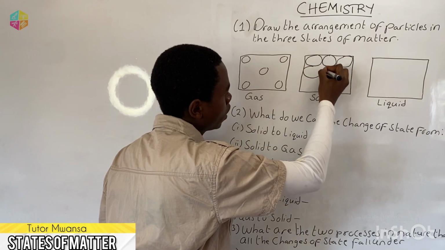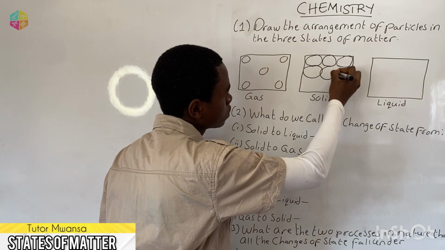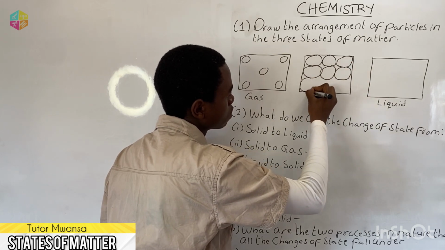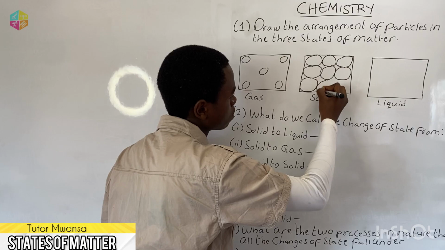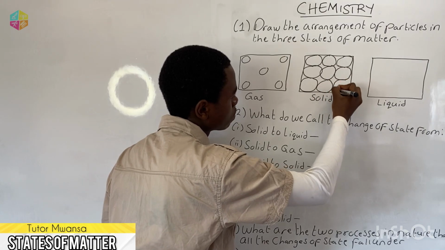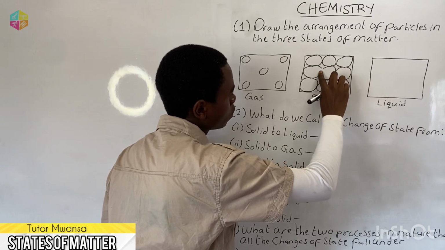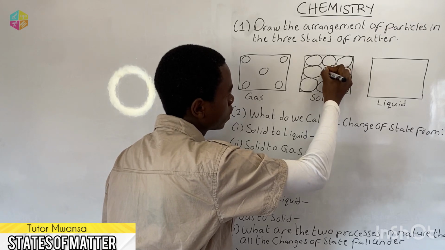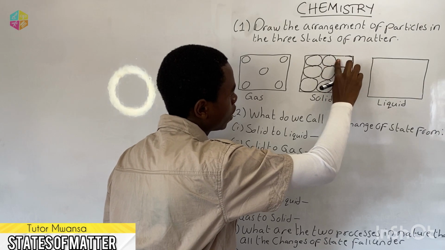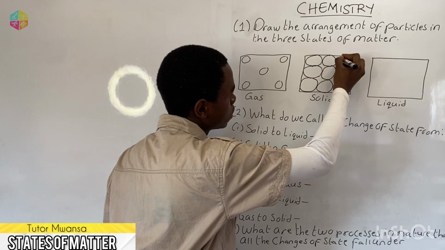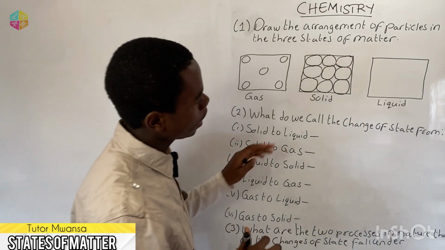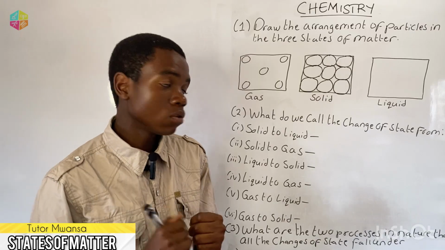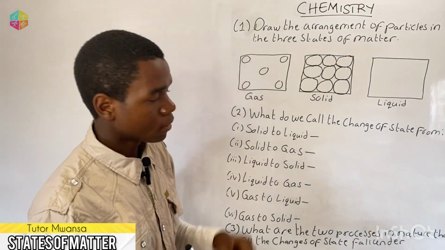Okay, there are no spaces in between their particles. So particles in solids are closely packed together in a regular manner. Is that all right? So this is a skeleton diagram of how the particles in solids look. Is that all right? Okay.